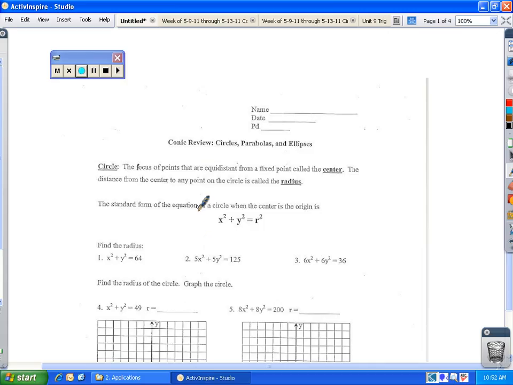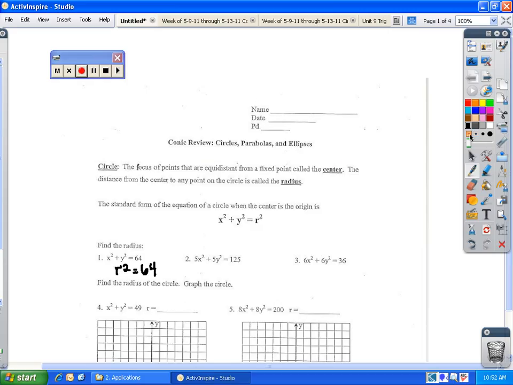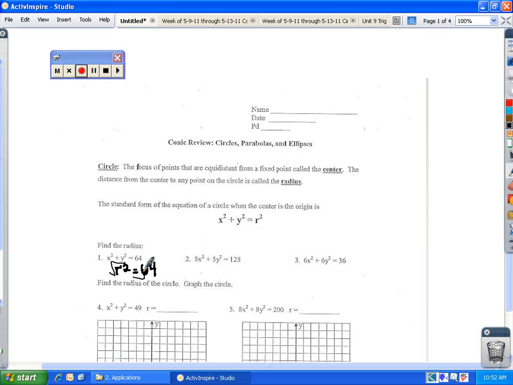So for number 1, in order to find the radius, you just basically have to set r squared equal to 64 and take the square root of both sides so that r is equal to 8. So again, take the square root and r equals 8.